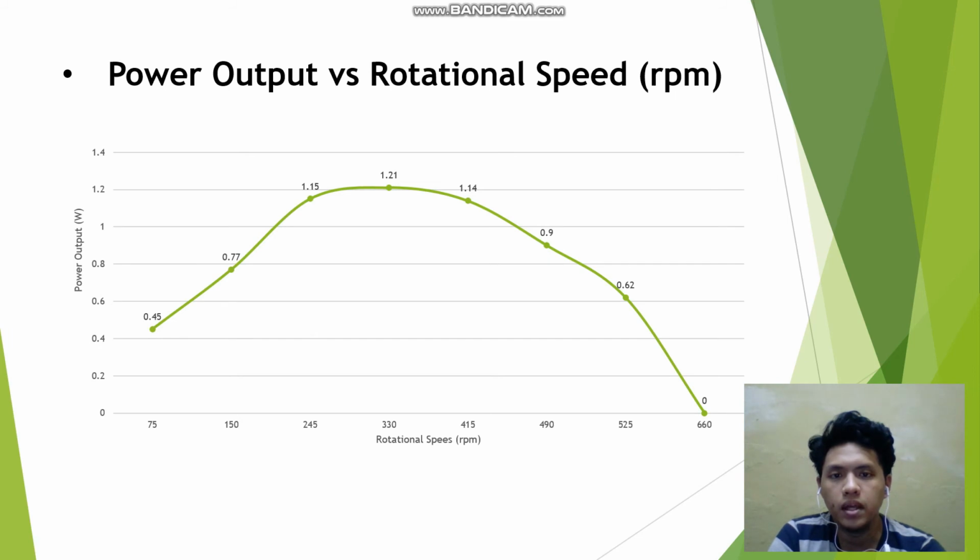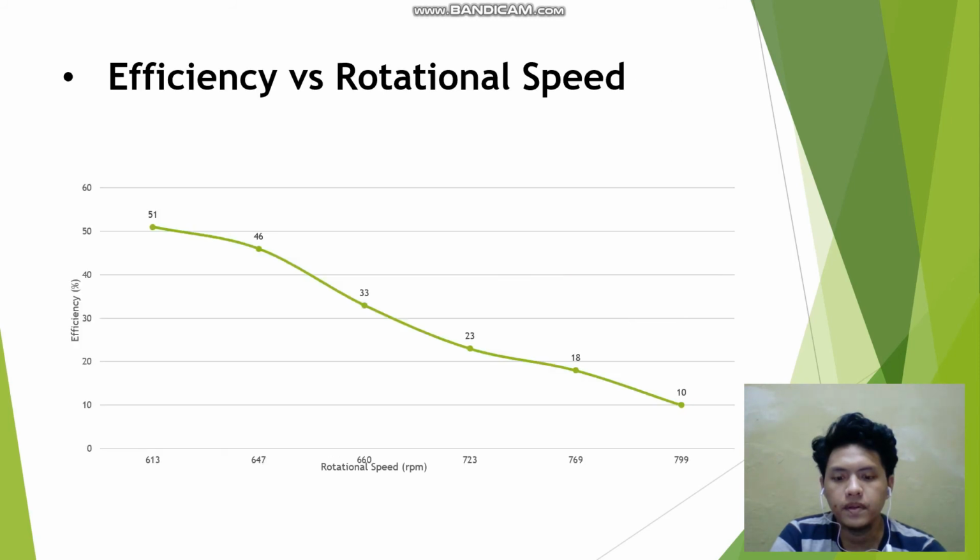Next is the power output versus rotational speed. The graph indicates the relationship between power output and rotational speed. Based on the graph, the power output from the Pelton wheel decreases when the rotational speed increases. The next one is the efficiency versus rotational speed. The graph clearly states the relationship between the efficiency and rotational speed. Based on the graph, the efficiency decreases when the rotational speed of the Pelton wheel increases.